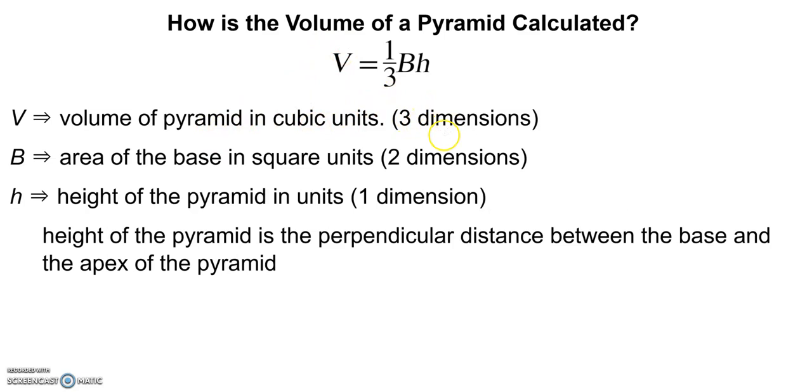V, the volume, is measured in three dimensions: length, width, and height. Big B is the area of the base, and that's in square units. And little h is the height of the pyramid. The height of the pyramid is the perpendicular distance between the base and the vertex, the apex of the pyramid. As a reminder, the difference between a capital letter and a lowercase letter in geometry: capital letters we calculate, lowercase letters we can measure.